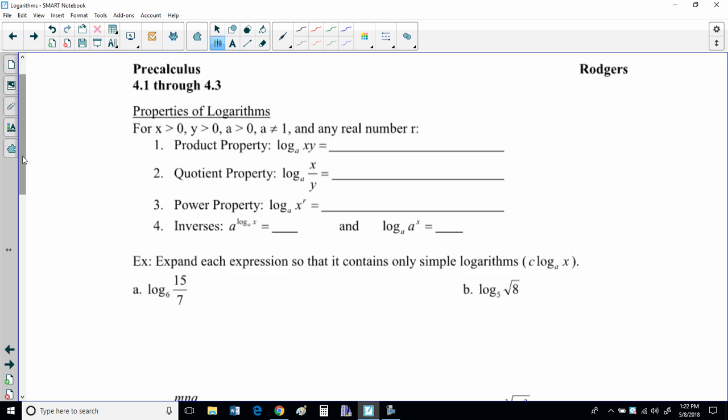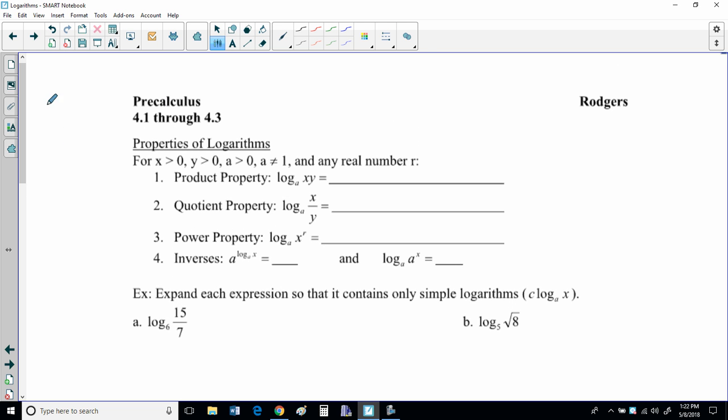All right, so I'm going to stop there, and then I'll make a new video on the properties of logarithms, because I would like for you to try some of that graphing logarithms before you move on.